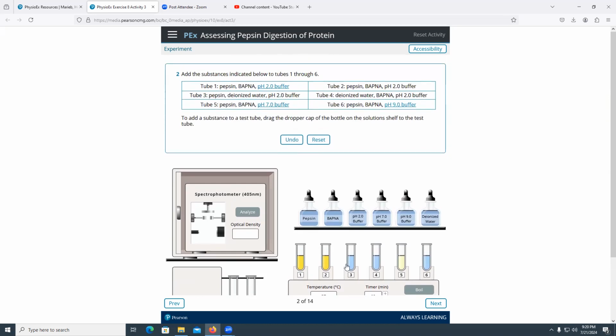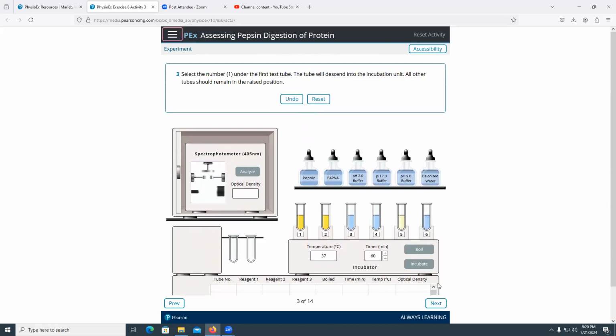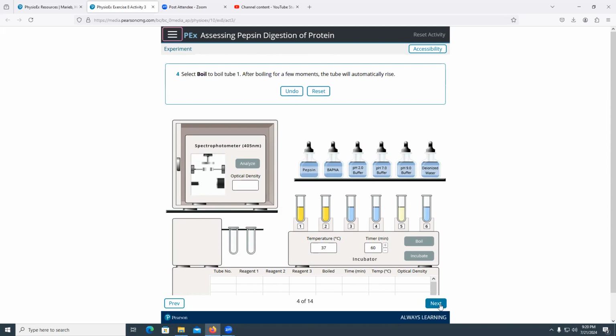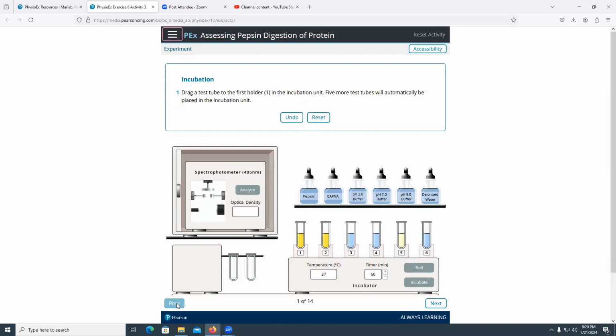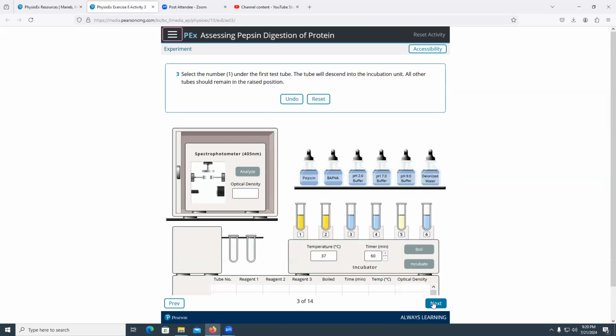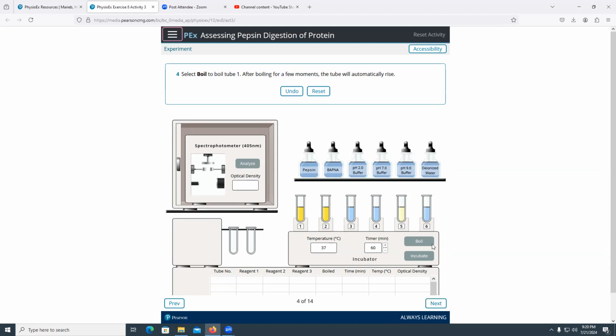And now let's perform the spectrophotometer. We were supposed to boil them. We were supposed to incubate, then after we prepare, then we're supposed to boil them.